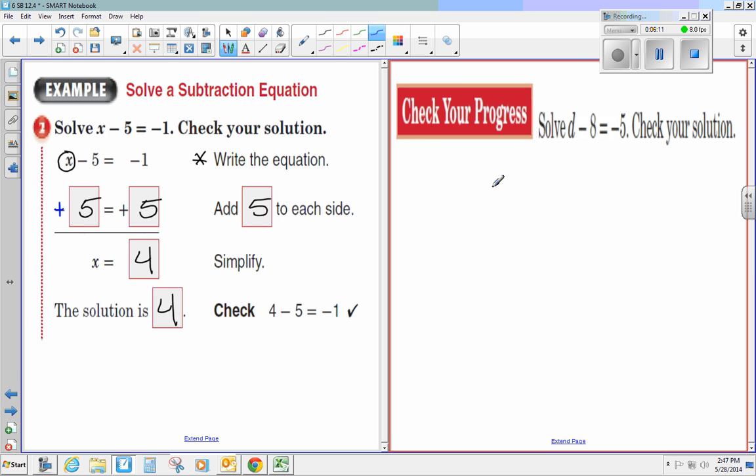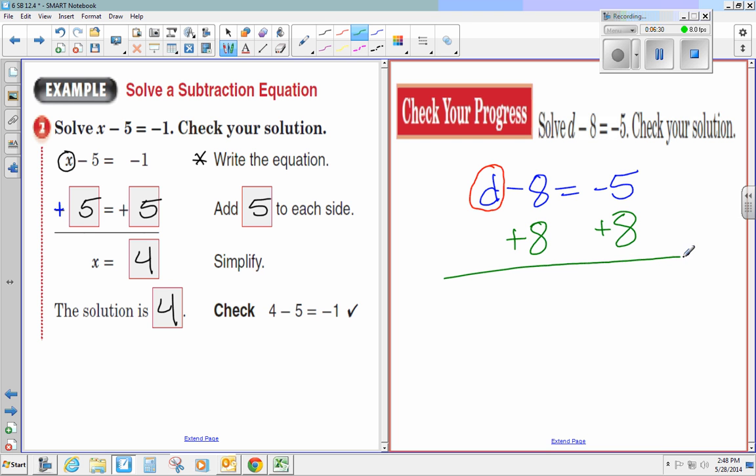Take a look here. Write out the problem. Isolate the variable. Undo the operation. So undoing a minus with a plus. Adding 8 to both sides. So D is now equal to 3.